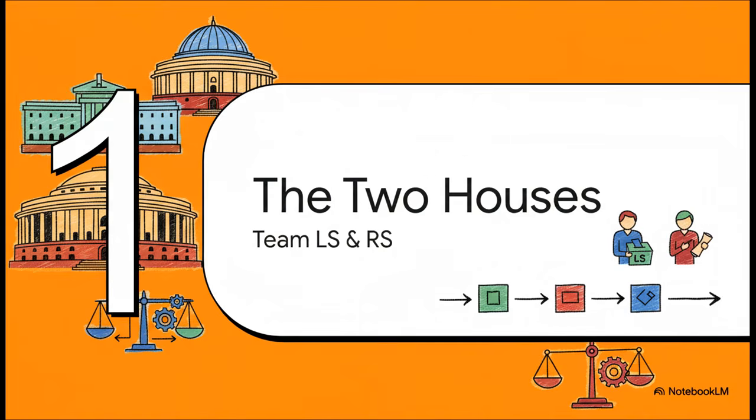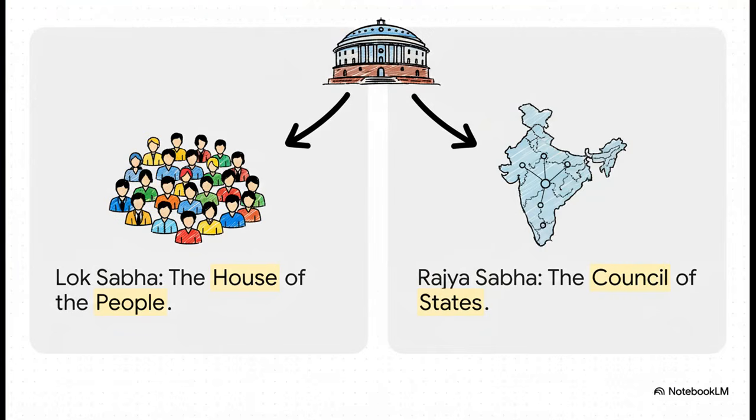Okay, first stop on our tour, we need to meet the two main teams that work inside this big building. In your textbook, they're called houses, but for today, let's just think of them as Team LS and Team RS. So here they are. On one side, we have the Lok Sabha, which literally means the House of the People. And on the other, we've got the Rajya Sabha, or the Council of States. Now, because we have these two separate houses, our parliament has something called a bicameral system. It sounds like a big, complicated word, but it's not. It just means two chambers.